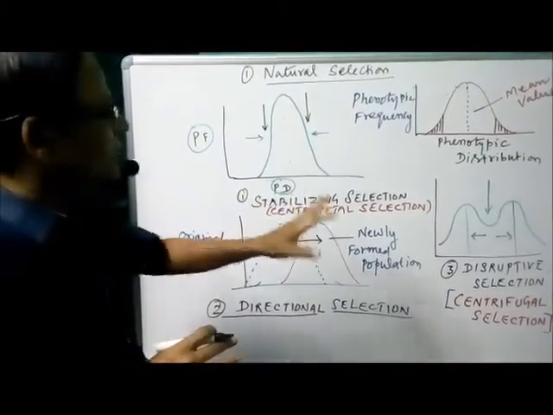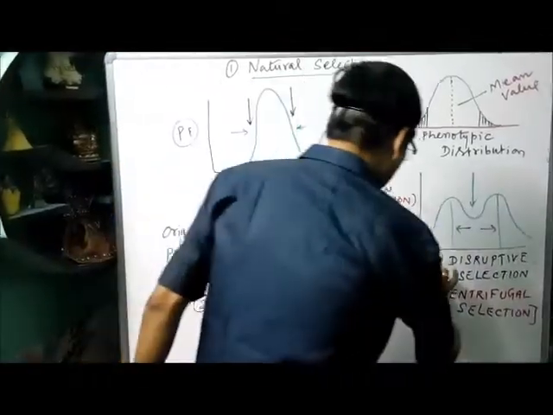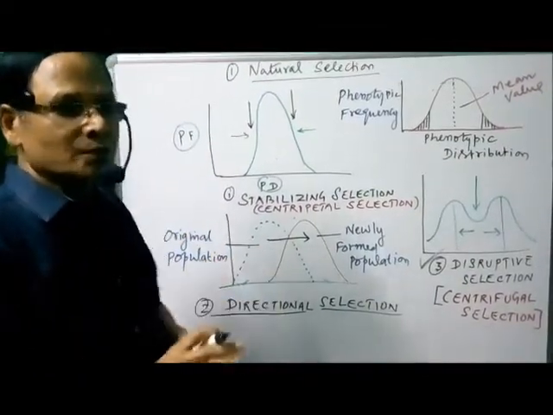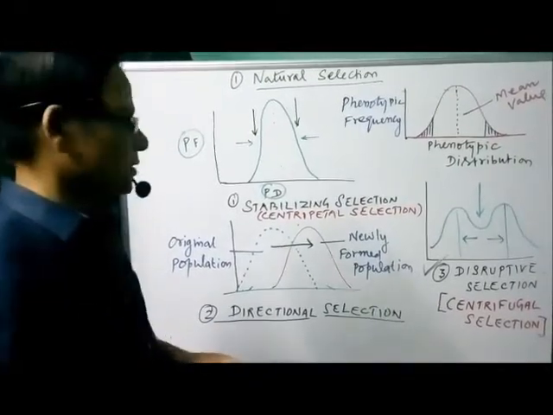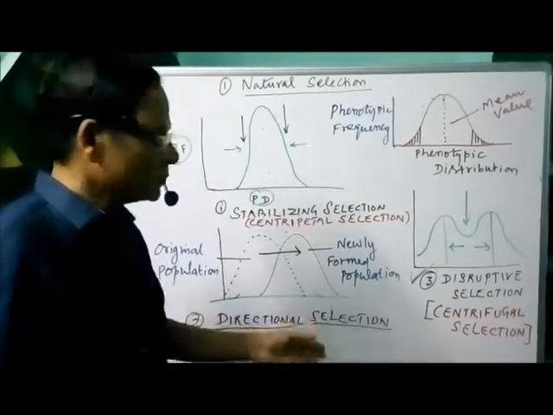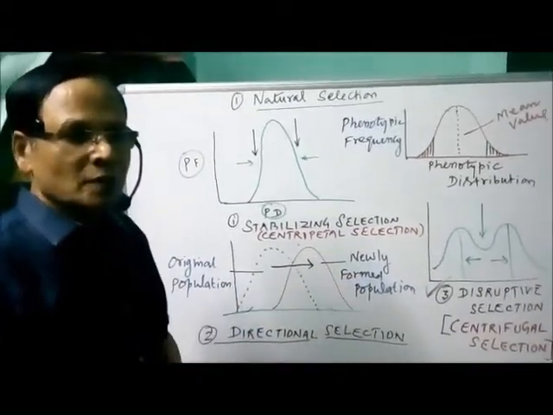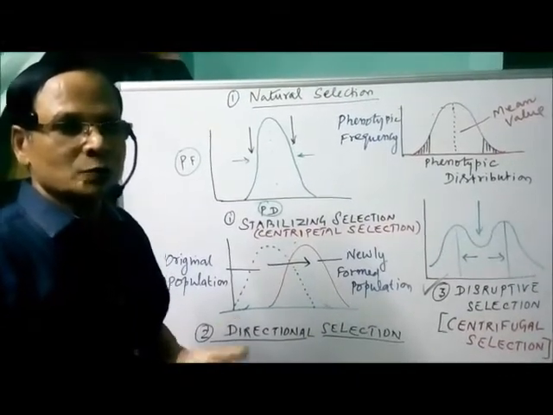Of these 3 selections, the most important one is the disruptive selection. This is the most important one. That is the one which produces evolutionary change. That is the one which brings about the formation of new species. So of all these 3, evolutionary change is brought about only by the disruptive selection. It is the one that leads to speciation, formation of new species.